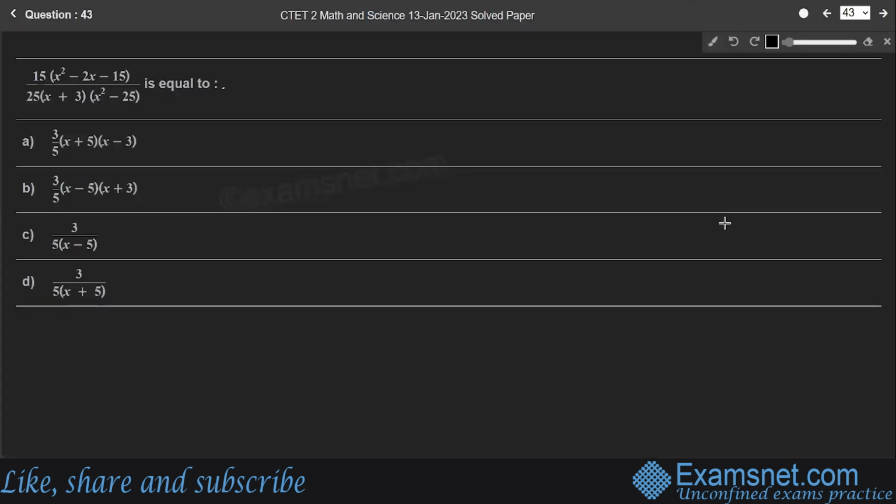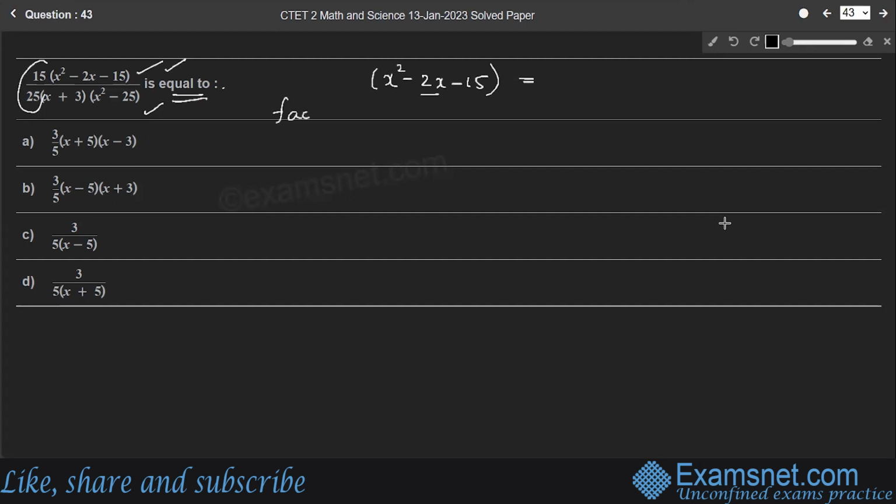Question 43. 15 into x square minus 2x minus 15, divided by 25 into x plus 3 into x square minus 25, is equal to. Here students, we will consider the numerator and denominator separately, leaving aside the whole numbers. So we'll consider the algebraic terms: x square minus 2x minus 15. Here we'll split the middle term, that means we are factorizing the given expression.